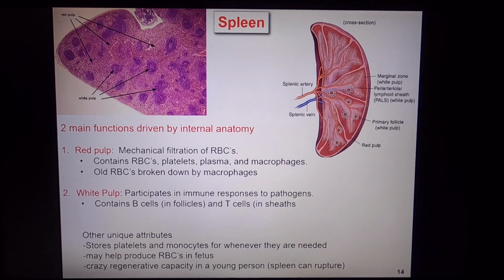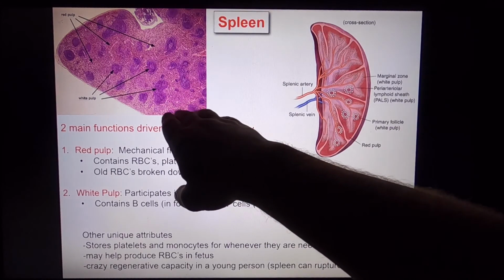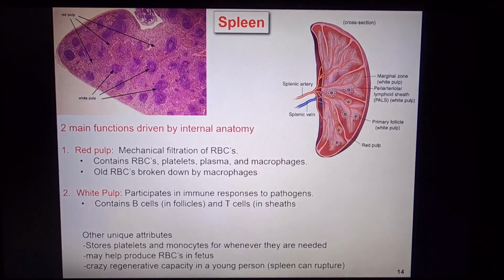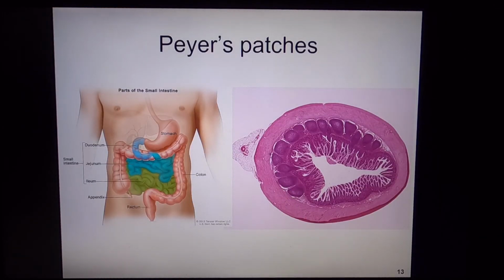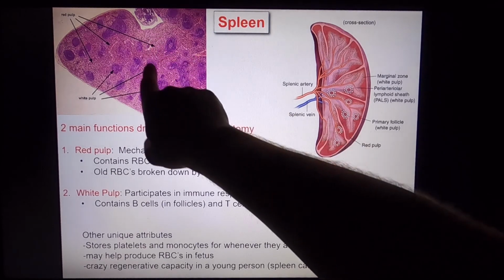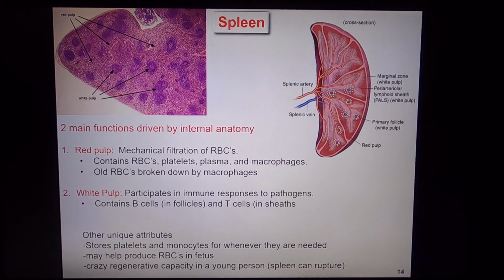When you look at a real spleen micrograph, it's going to look something like this. So the areas of white pulp will be these kind of darkish areas that are not unlike these Peyer's patches here, and the red pulp areas are in between. And the usage here is very straightforward. The red pulp is the area that deals with the filtration of red blood cells.